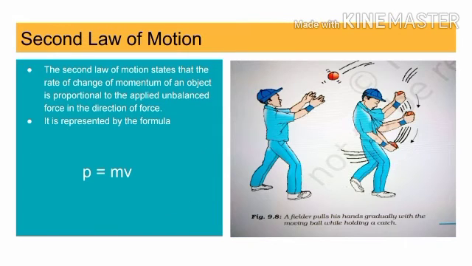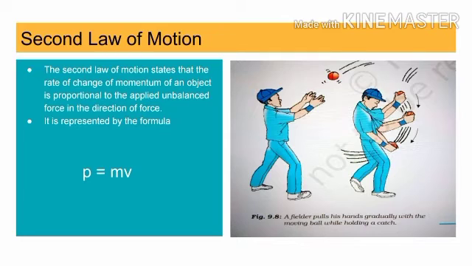Second law of motion. The second law of motion states that the rate of change of momentum of an object is proportional to the applied unbalanced force in the direction of the force. Momentum is represented by the formula P = m × v, where P is momentum, m is mass and v is the velocity of the object.